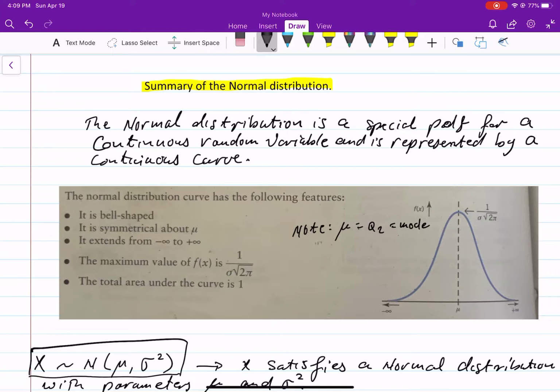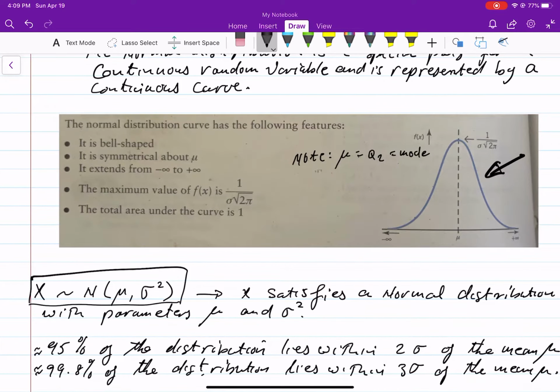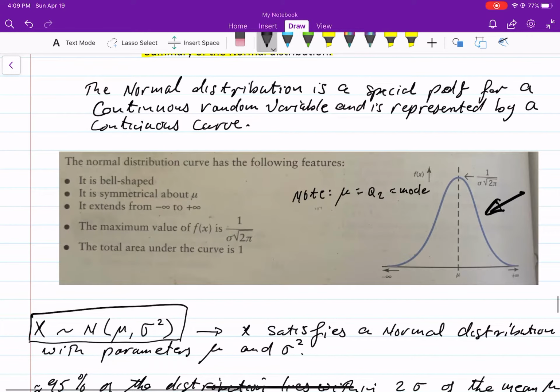The normal distribution is a special PDF for a continuous random variable and is represented by a continuous curve. This continuous curve right here. It's a special PDF for a continuous random variable. We've been talking for the last couple of videos about discrete random variables, special PDFs for discrete random variables. Well, this one is for a continuous random variable. You would know that a continuous random variable can only take values within a certain range, and so on and so forth.